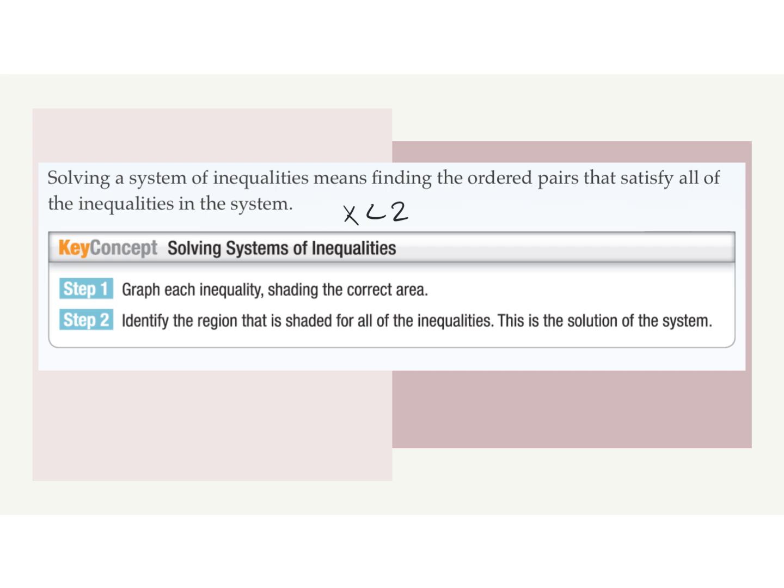So how do you do this? You graph the inequalities and then you shade the correct areas. We'll go over how to shade and how to graph them again. And then we have to identify the region that is shaded for all of the inequalities. This will be the solution of the system, so the shared shaded area.